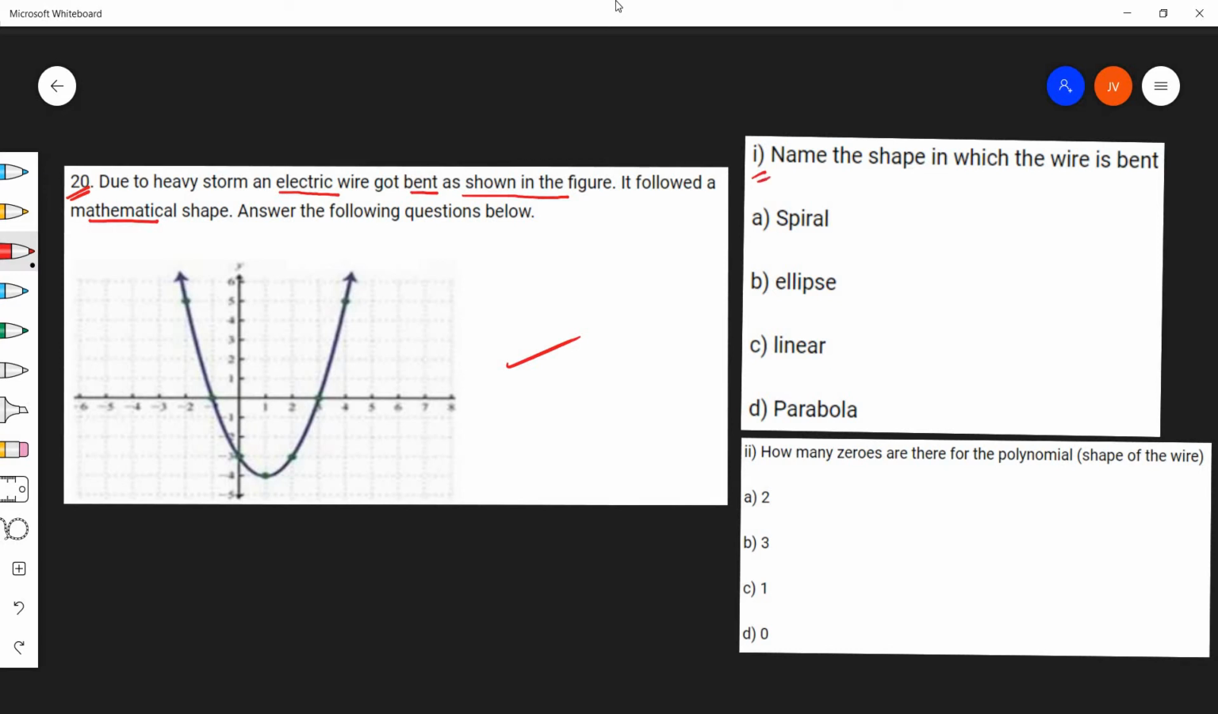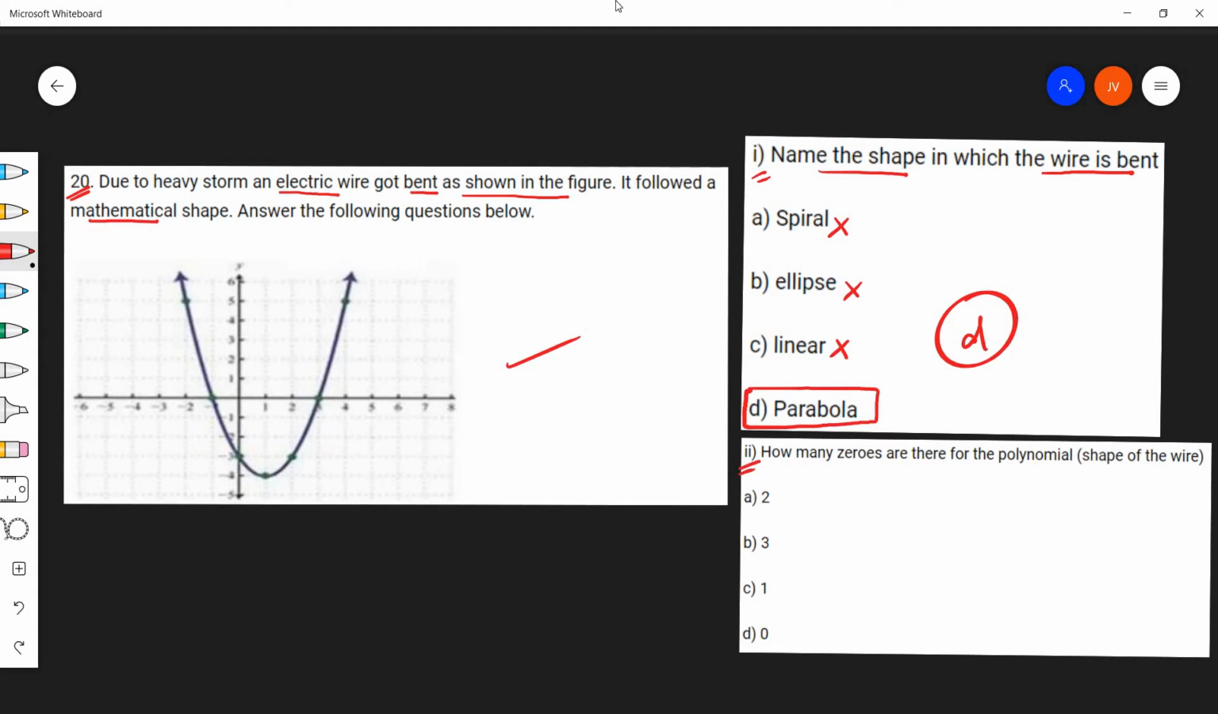The first question: name the shape in which the wire is bent. The wire is bent in the form of a parabola. So it is not a spiral, not an ellipse, not linear, of course. Linear means straight line. So the correct option is D.